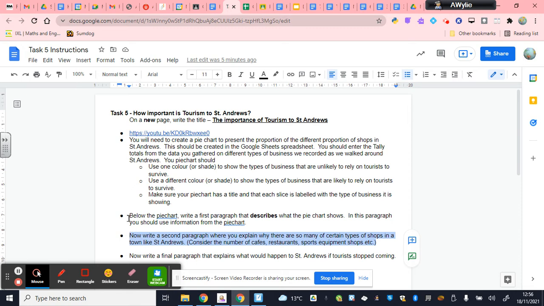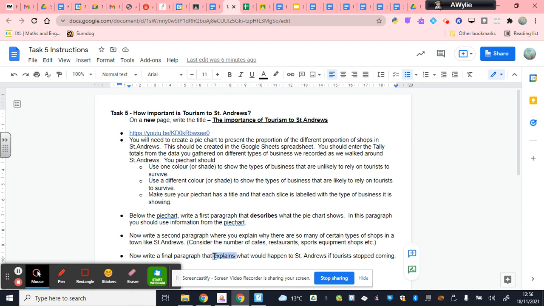Okay, I'm now assuming you've written your first two paragraphs. So you're now listening to the final step, the third step. Now write a final paragraph that explains what would happen to St Andrews if tourists stop coming. Now, let's just say, as we found out during the pandemic, people were not allowed to go on holiday places and we couldn't travel. So St Andrews therefore had a lot less tourists. What type of impact would that have? Now, this does say explain. So if there are a lot less tourists, how would this affect St Andrews?